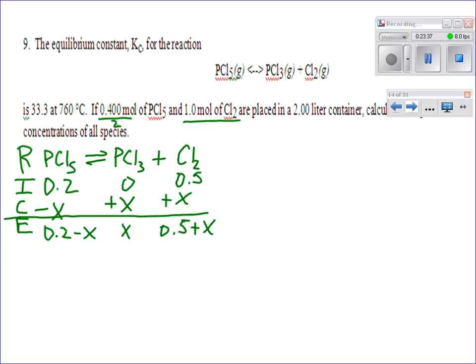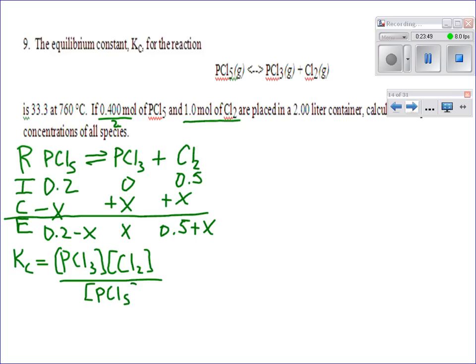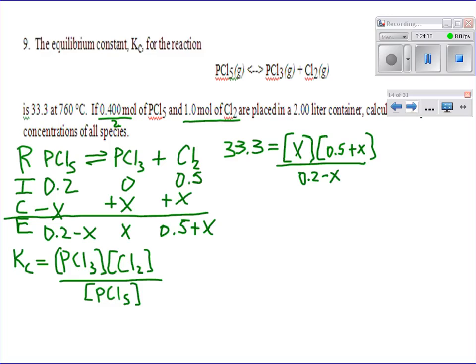We're going to set this equal to Kc is equal to PCl3. And like, oh, do you have to write it again? Yes. Okay. And now we can plug in and set equal to 33.3. We have PCl3 is x. This is 0.5 plus x. This is 0.2 minus x.